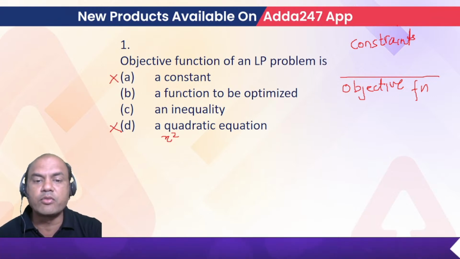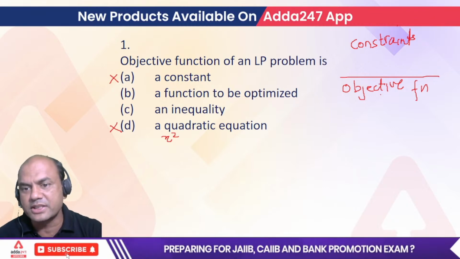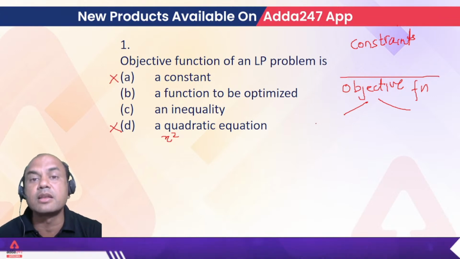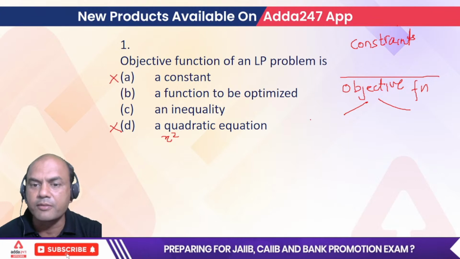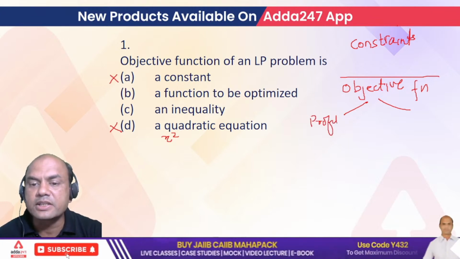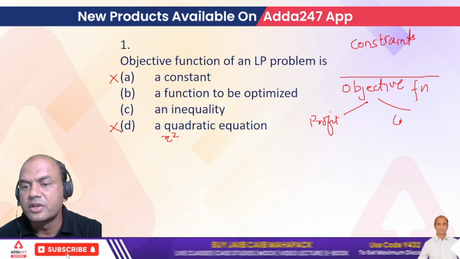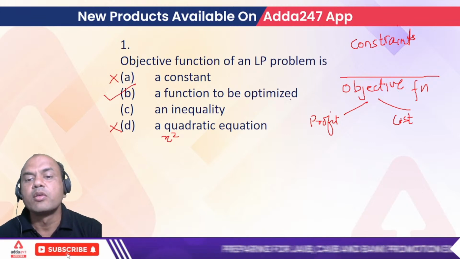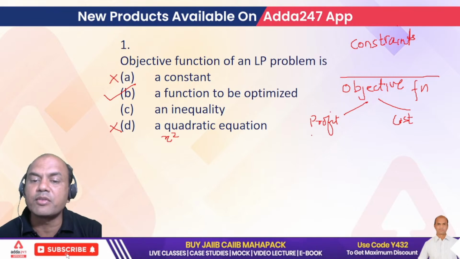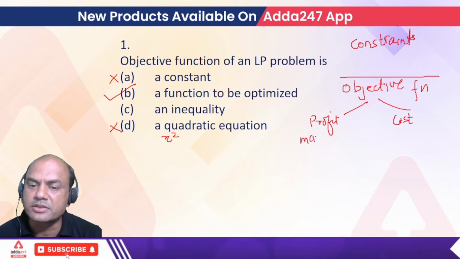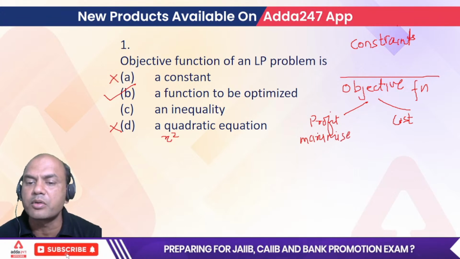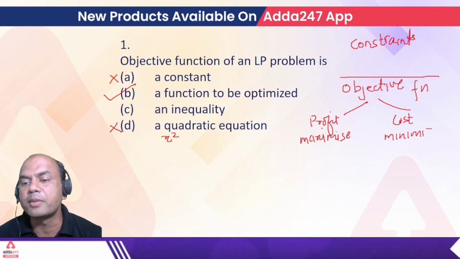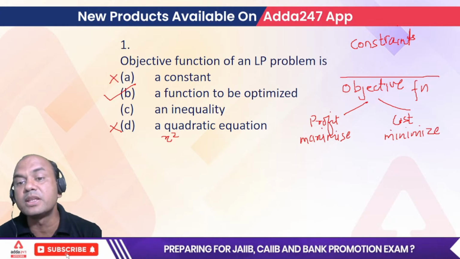Now remember, a function to be optimized or inequality. I'll first explain what is objective function. There are two types of objective functions. We are talking of business over here, so one is profit and second is cost. Here, correct answer is B, optimized. What do you mean by optimize? If it's a profit, then we'll have to maximize it, right? Any company will try to maximize the profit, and it will try to minimize the cost. So optimize means either maximize or minimize, with the constraints available.